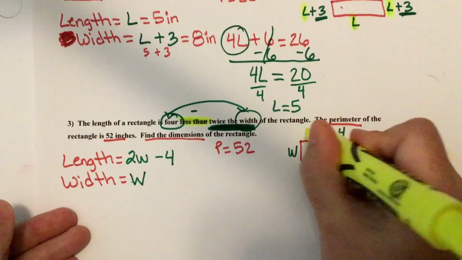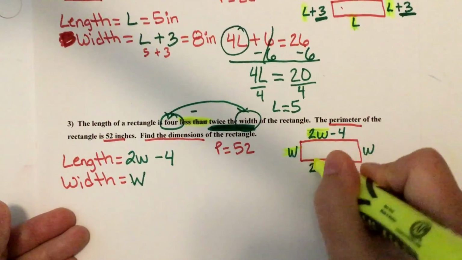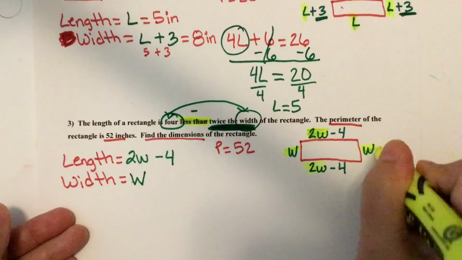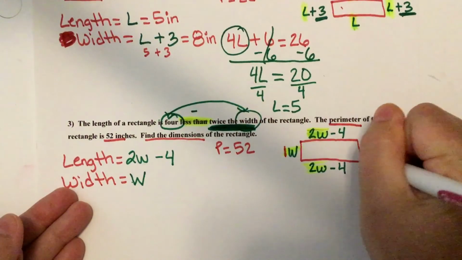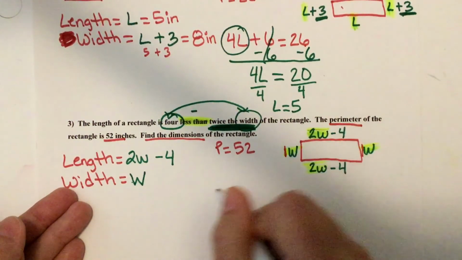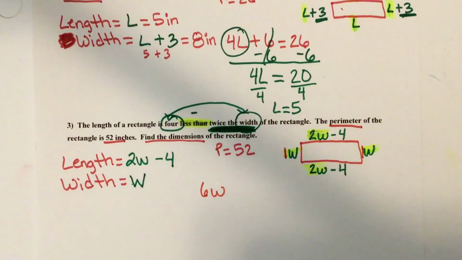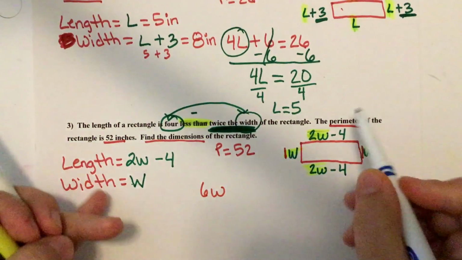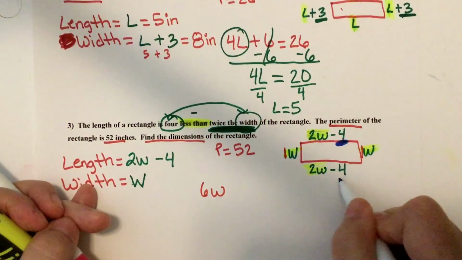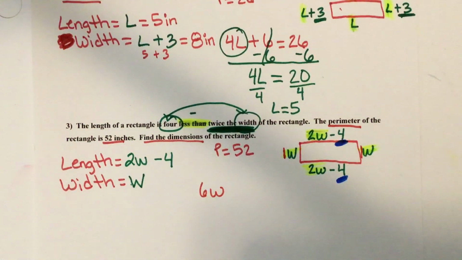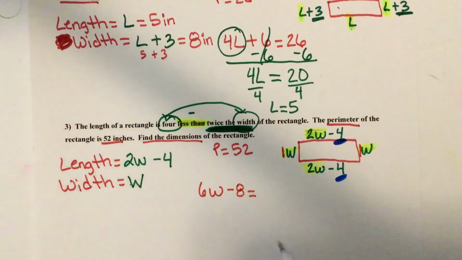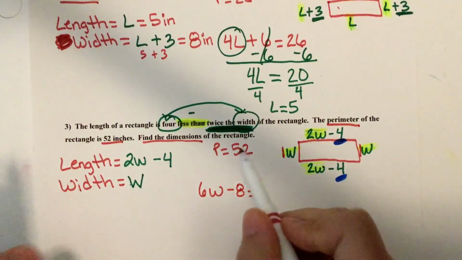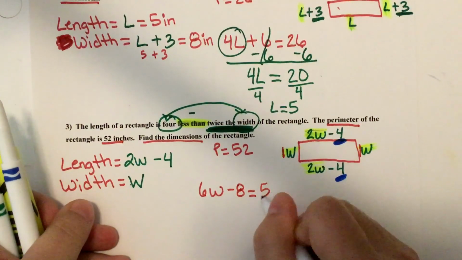Okay, so I'm going to start by adding all my W's together. What do you think you get if you add all those W's together? 6. Remember there's ones in front of those W's? So 2, 4, 5, 6, so 6W. And then what do you get if you combine the constants? What do you get if you combine a -4 and a -4? A -8, because 2 negatives add to make an even bigger negative. And then we set that equal to the perimeter, which is 52.